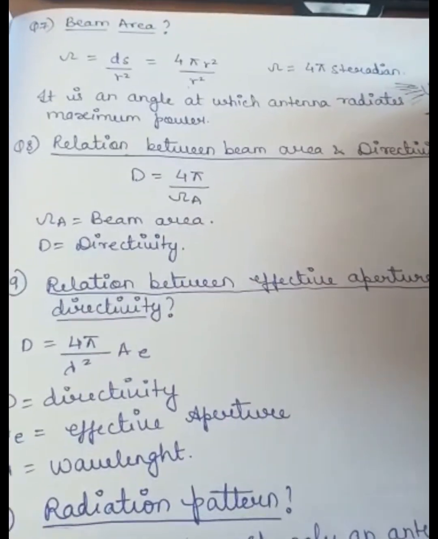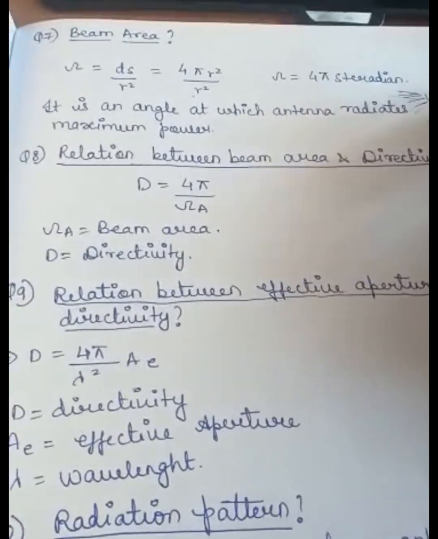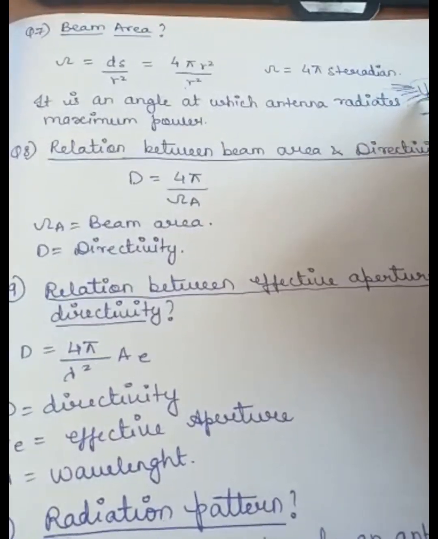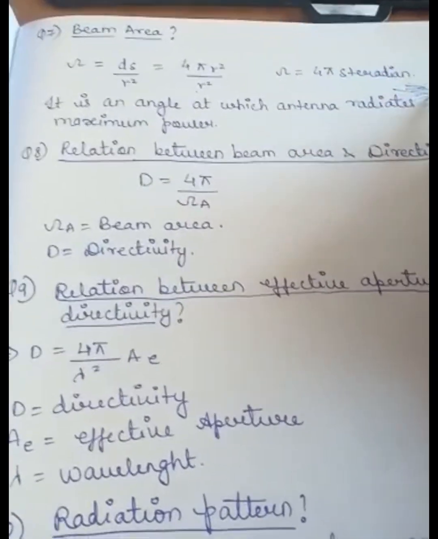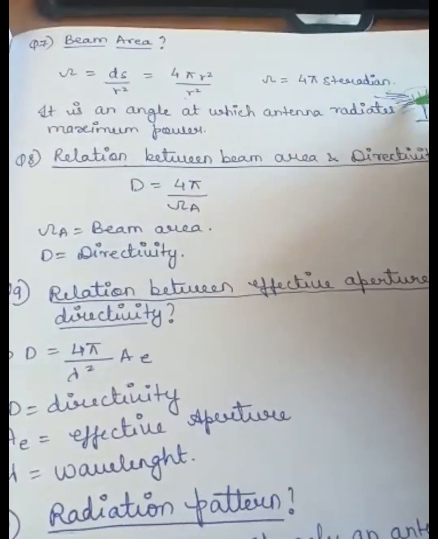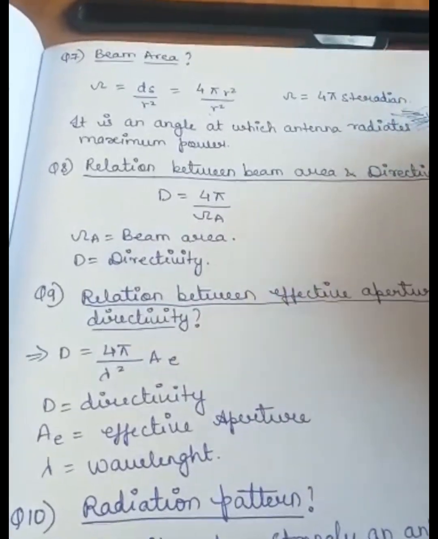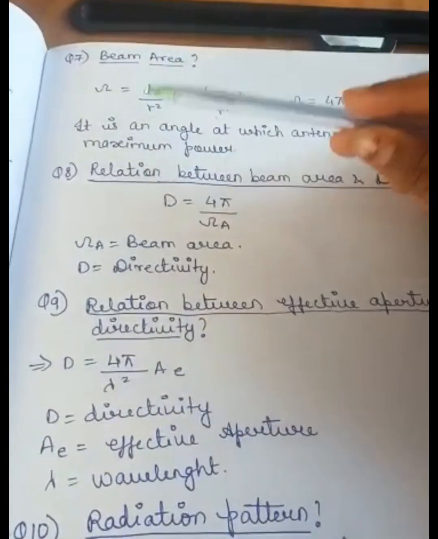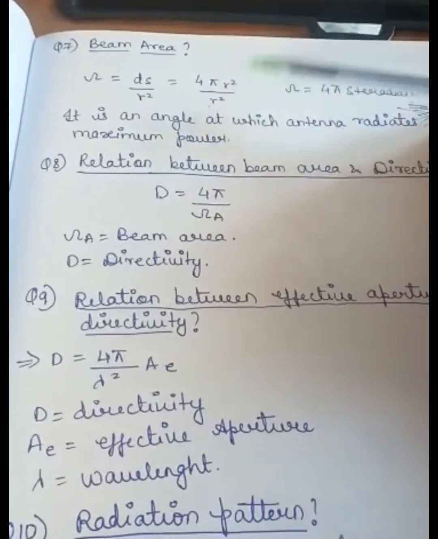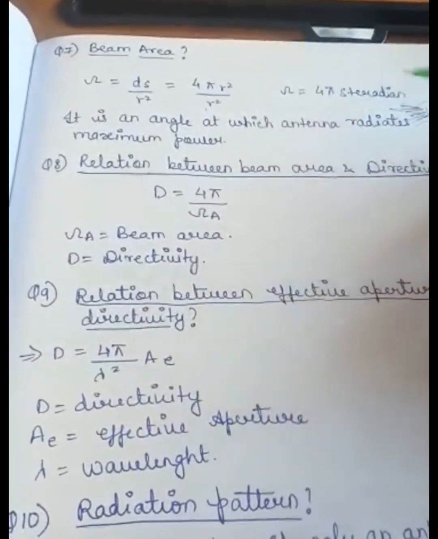The next question is, what is beam area? Beam area is the angle at which the antenna radiates maximum power. So let's see if this is the antenna. If it is radiating the power in this direction at a specific angle, and this radiation would be the maximum radiation from this antenna, then this particular angle would be the beam area, and beam area is also known as the beam unit solid angle. So it can be represented as ds upon r square, which is equal to 4 pi r square upon r square, and beam unit angle can be taken as 4 pi steradians.